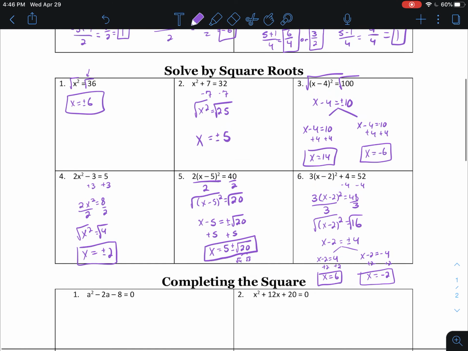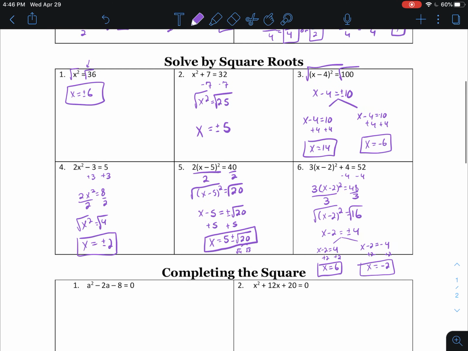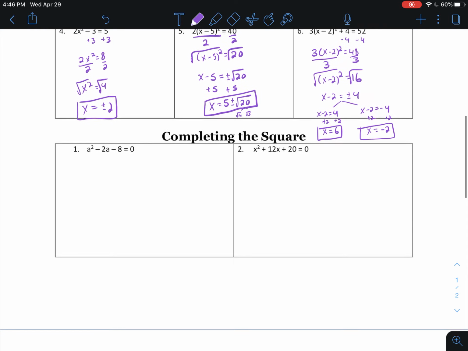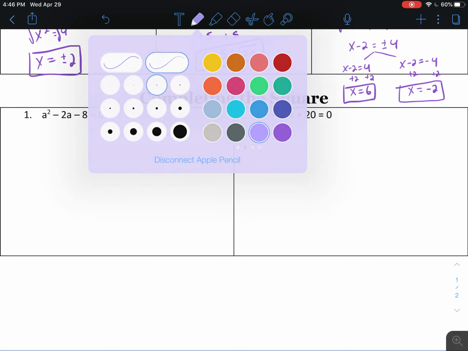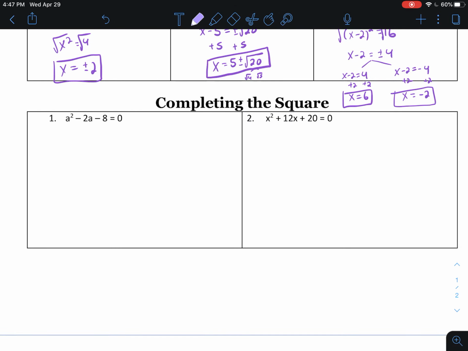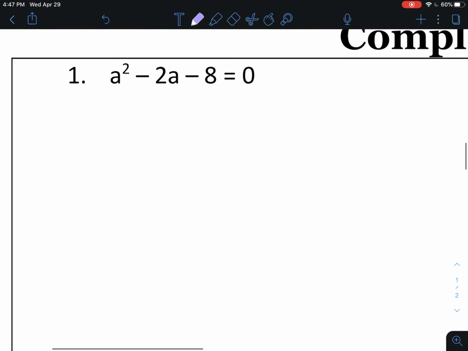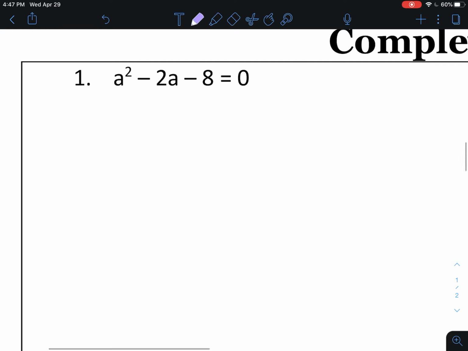Okay? So those are all of our solving by square root methods. If you have any questions, always ask, guys. Always ask. So the last ones on this worksheet are completing the square questions. Completing the square, hopefully remember, is definitely a more difficult idea, not the easiest. But let's dive right into it. The first thing you always have to do is rewrite the formula.